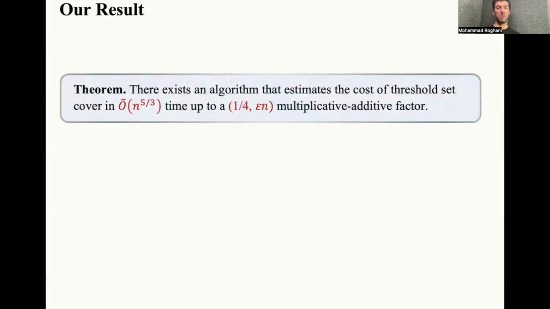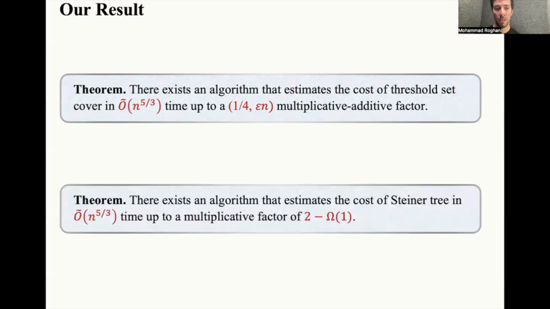So we can now mention our result one more time: we can estimate the cost of threshold set cover up to a 1/4 multiplicative and epsilon additive factor in order of n to 5 over 3. And that's enough to solve the cost estimation of the Steiner tree problem for approximation better than 2 in n to 5 over 3 time.